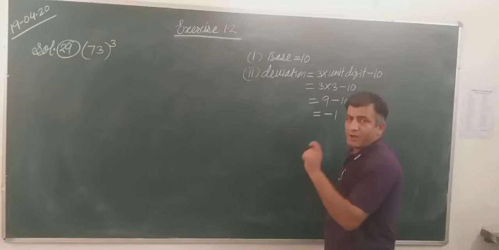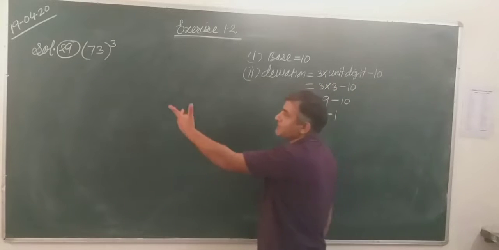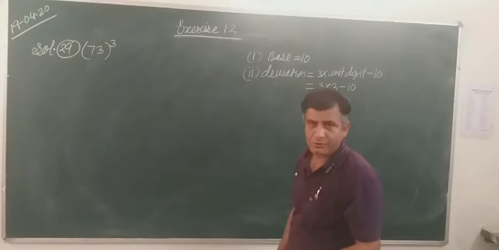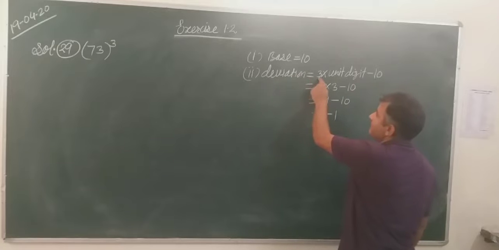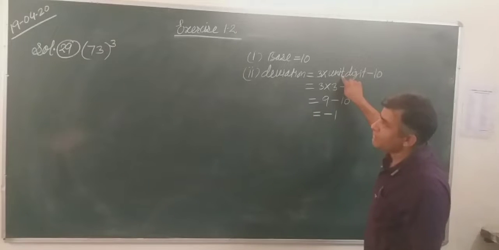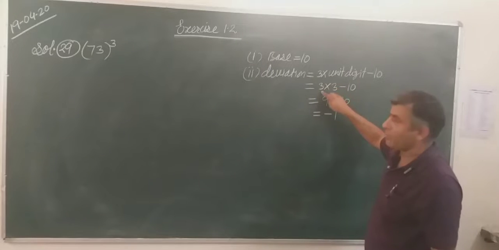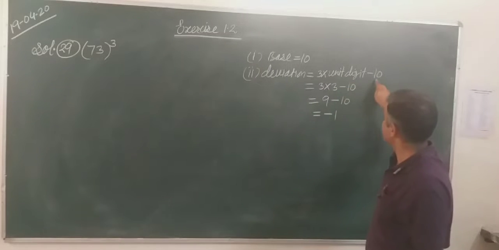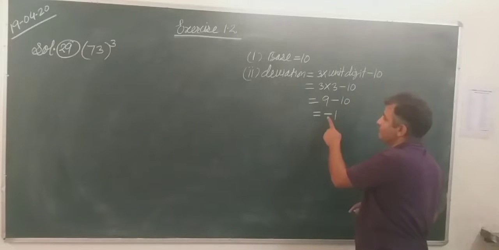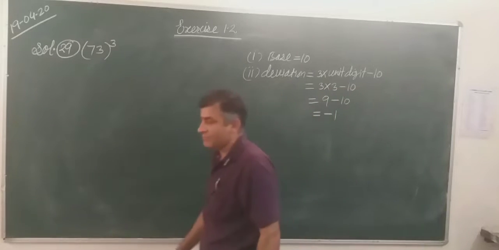So to find the division, our formula is 3 multiplied by the unit place digit, minus 10. You can also say ones place digit. Here the unit place digit is 3. So 3 times 3 is 9, minus 10. Now the number is negative, so you take the minus sign and subtract 9 from 10, and you get 1. So your division is minus 1.